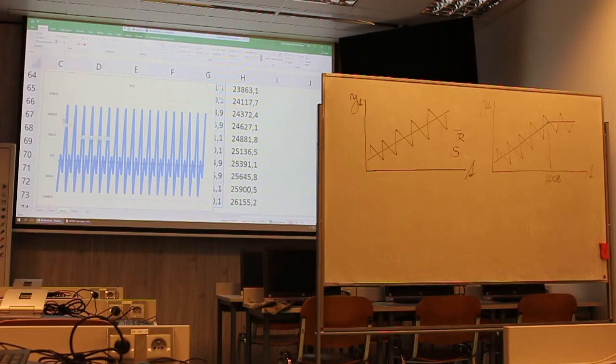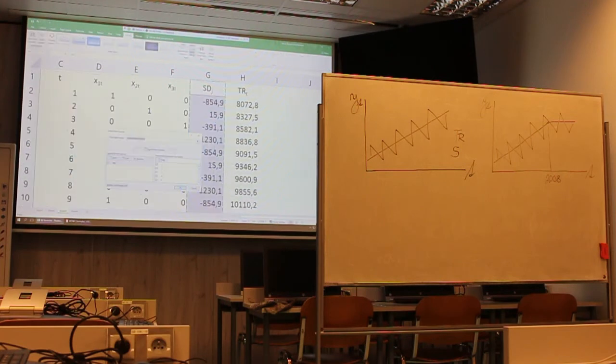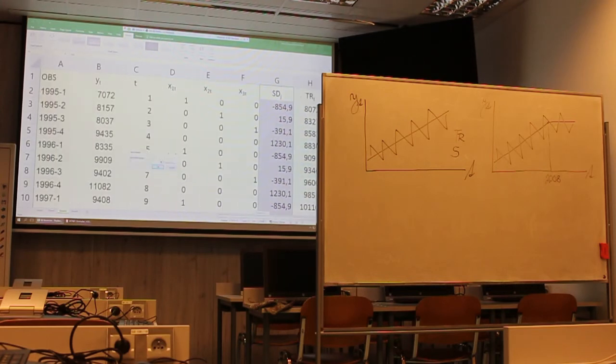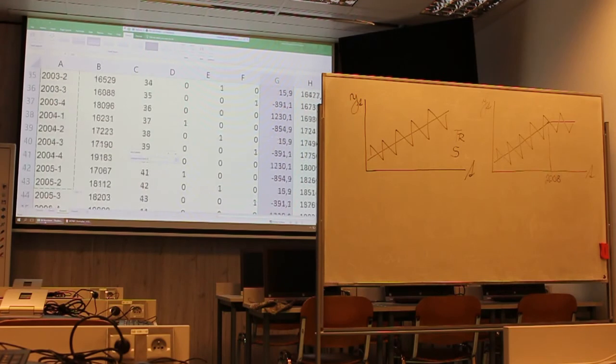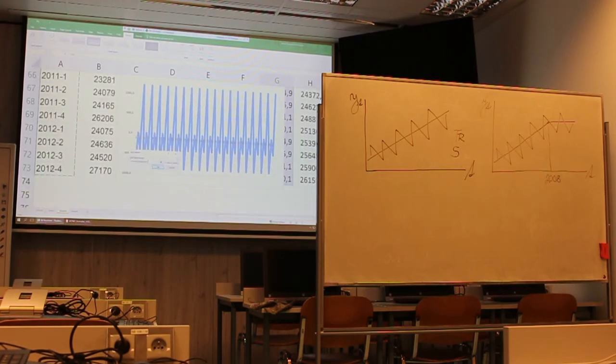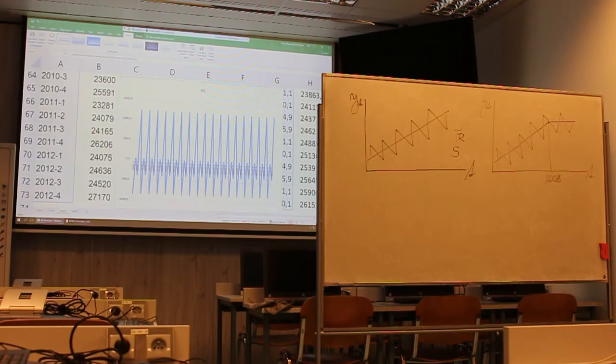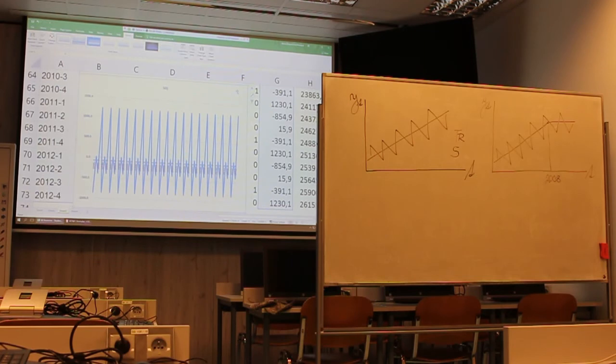Okay, and for the quarters I will use design, select data, horizontal category axis labels, edit, and I will use these quarters from first quarter 1995 to fourth quarter 2012. Okay, and I will format data series. I will use the timer line. I think that this is clearly visible.